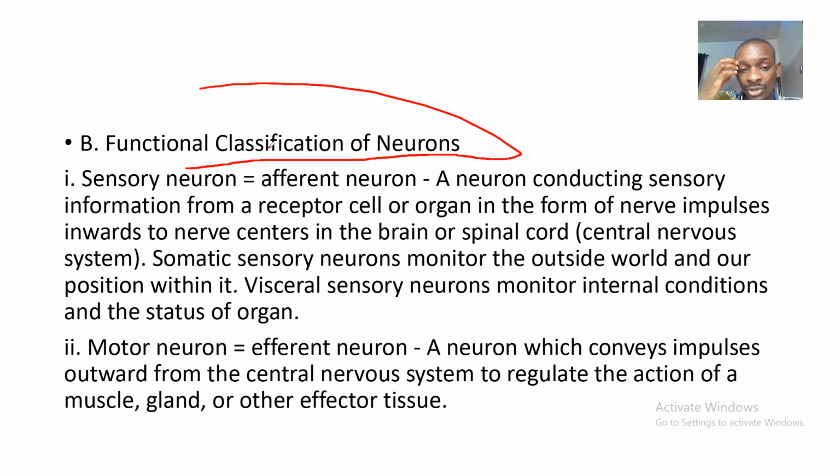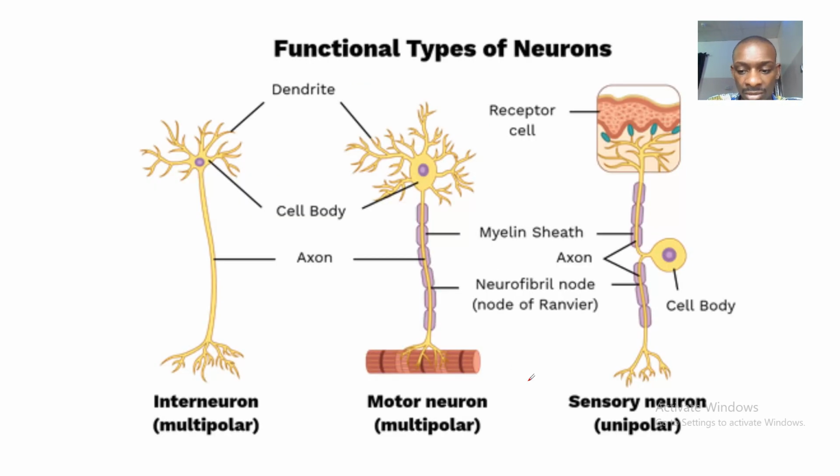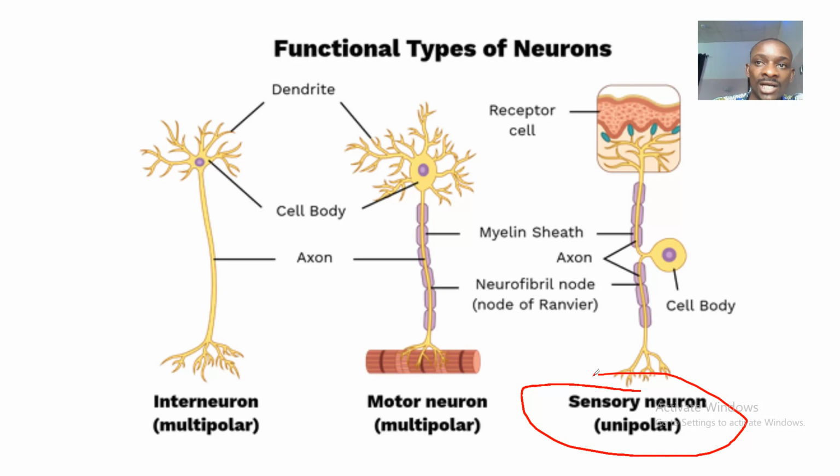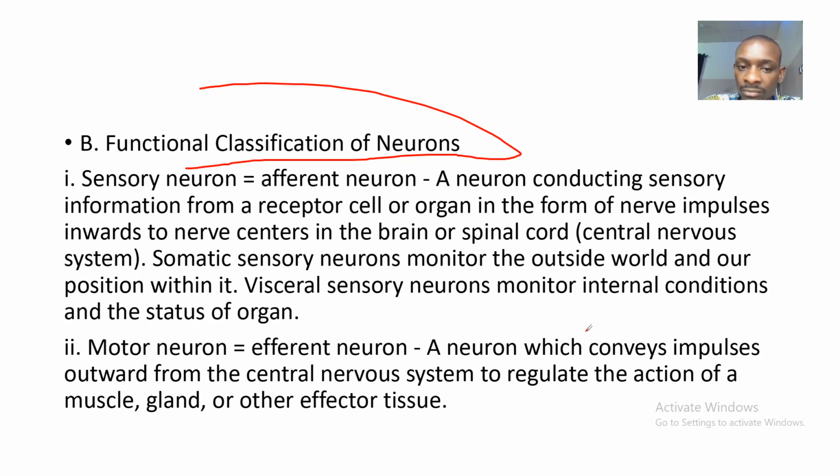Let's go on to the functional classification of neurons. So in functional classification, we have the sensory neurons. Sensory neurons are the ones that are sensing, passing to the interneuron, then from the interneuron to the central nervous system, then the central nervous system sends the information out using the motor neurons. So sensory neurons are the afferent neurons. They take information from the outside to the CNS.